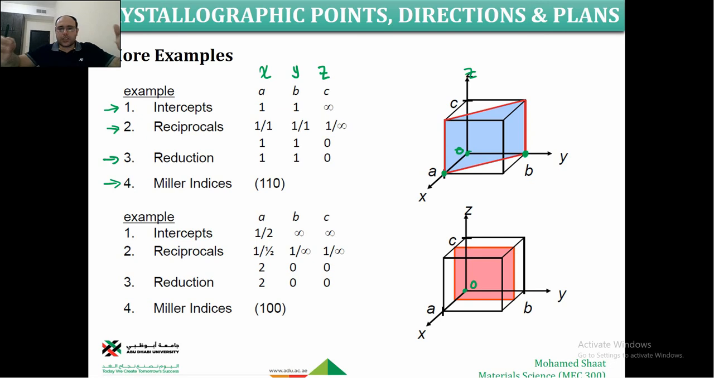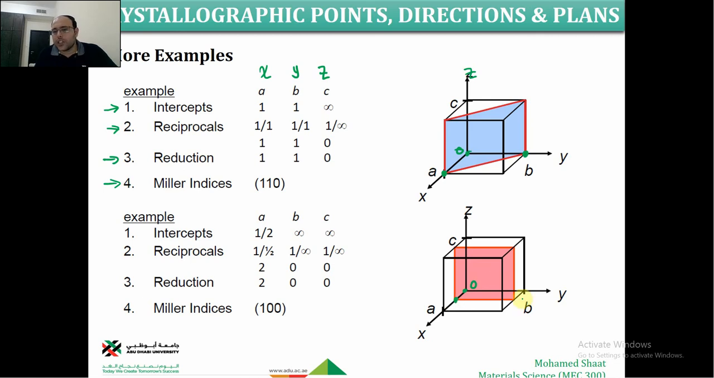Then what? You're just going to move directly to step 1. In step 1, you just identify the axes who are intersecting with the plane. This plane does intersect only with the x-axis at this point, right? It does intersect with the x-axis at this point, which is half of a.